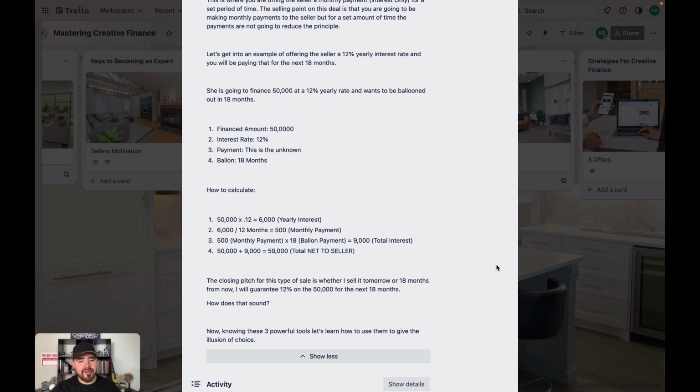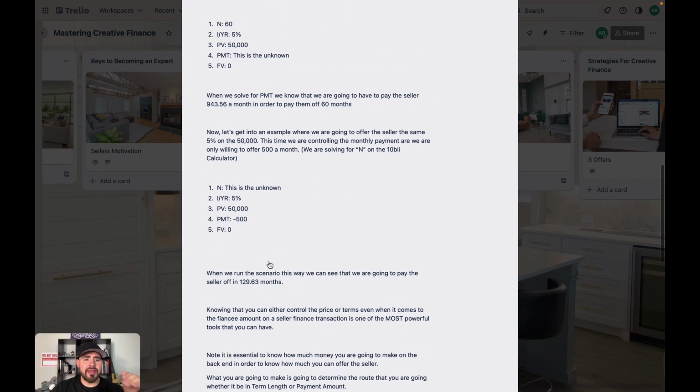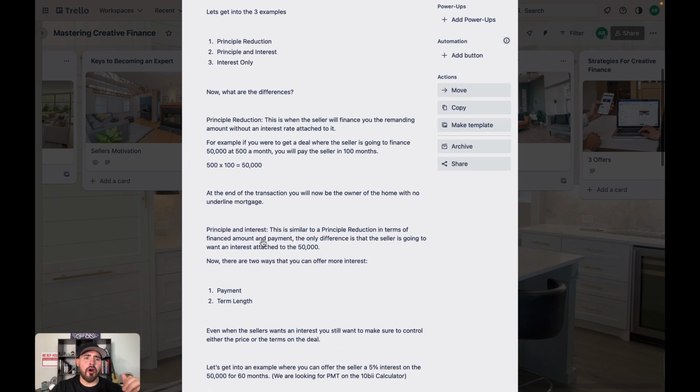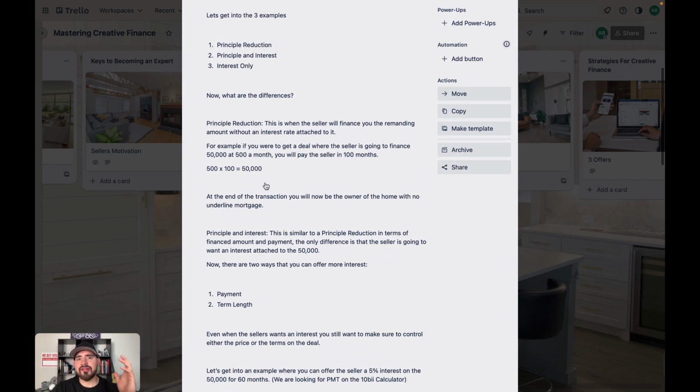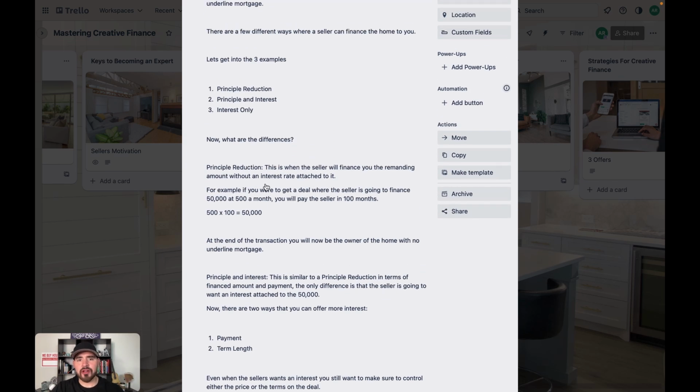If you notice, the very last sentence. Now, knowing these three is a powerful tool to learn how to give them the illusion of choice. It doesn't matter whether they take the principal reduction with interest, or interest only. It truly doesn't matter, because over here, at a 12% rate, I'm giving you $500 a month. Up here, for 129 months, I'm giving you $500 a month. Over here, for 100 months, I'm giving you $500 a month.